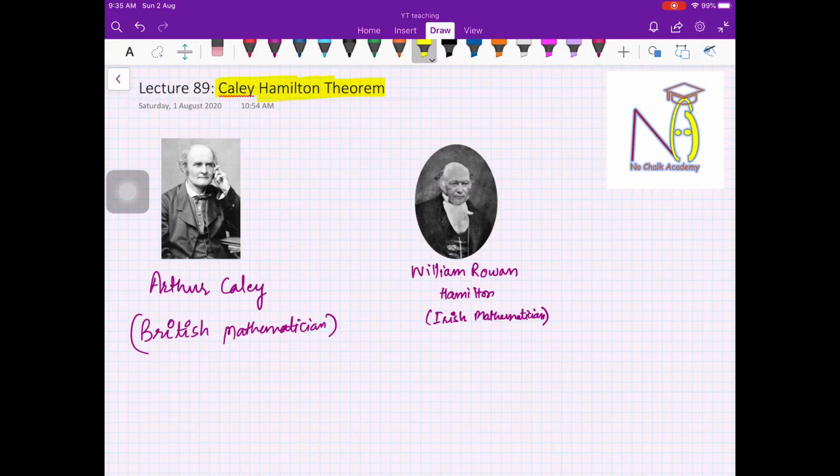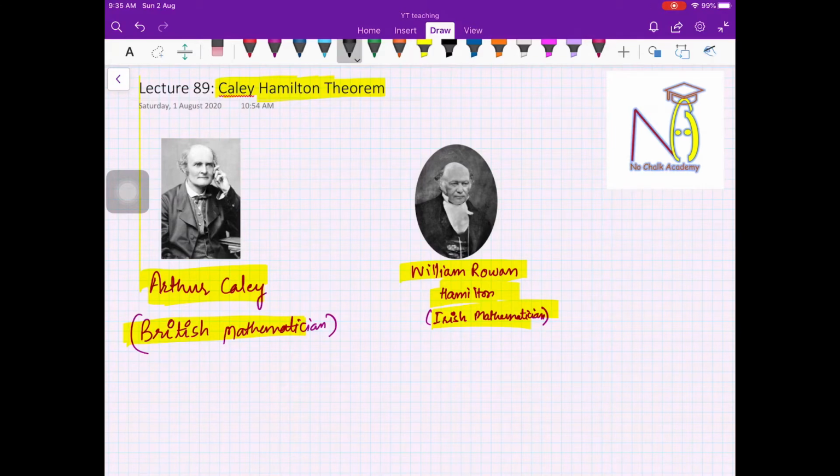So this particular theorem is due to Arthur Cayley, who was a British mathematician of the 19th century, and William Hamilton. He was an Irish mathematician, he was also a physicist, and he was also involved in astronomy. Okay, so let us see what this theorem is.